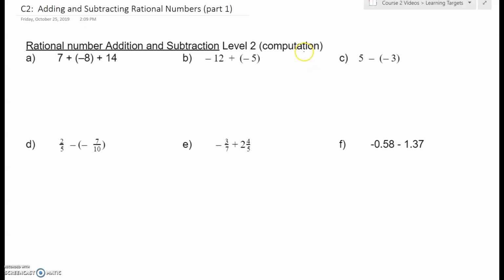I'm breaking this up into two parts. The first video here is going to be A, B, and C, and then part 2 will be D, E, and F. So if you just need help with D, E, and F, look for part 2. That's coming out real shortly.